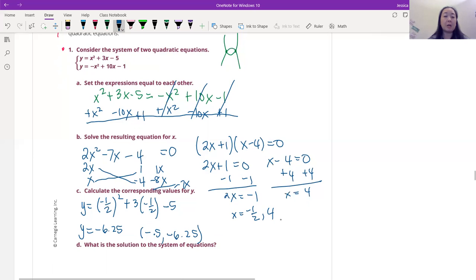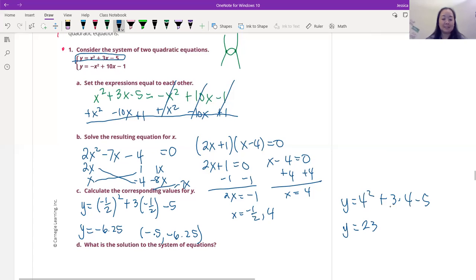Our second point is when x is equal to 4, right? So we're going to plug in 4. So y is equal to 4 squared plus 3 times 4 minus 5. Where am I getting this equation? Remember, it's this first equation right here. You could have used the second equation. Doesn't matter, it'll give you the same answers. So y is equal to 16 plus 12, which is 28, minus 5 is going to be 23.